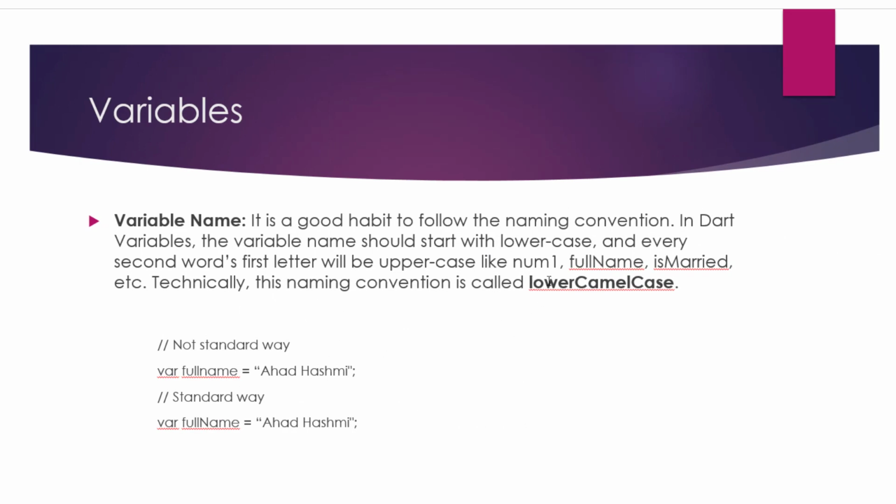It says lower camel case, right? It is a good habit to follow the naming convention. In Dart, the variable name should start with lowercase, right? Variable name should start with lowercase, and every second word's first letter will be uppercase, like num1, fullName, isMarried, etc. Technically, this naming convention is called lower camel case, right? I hope you got it.